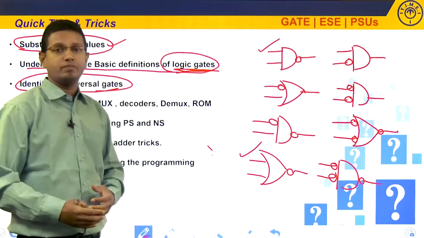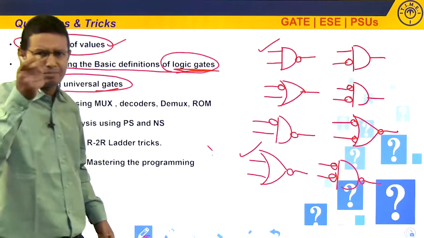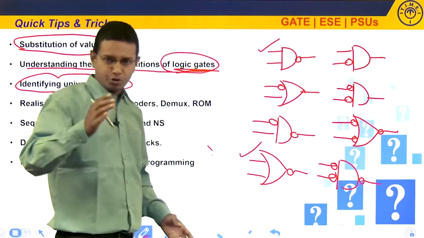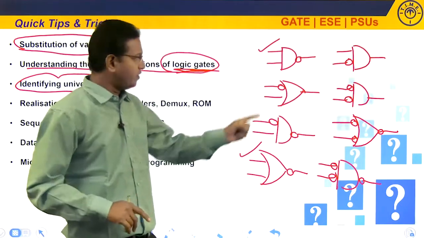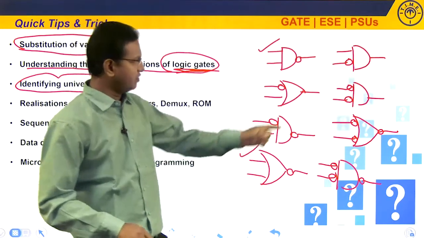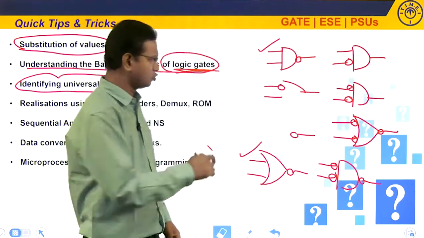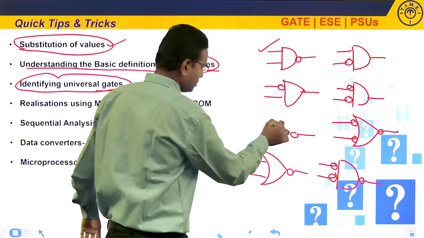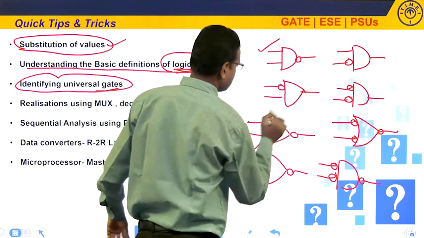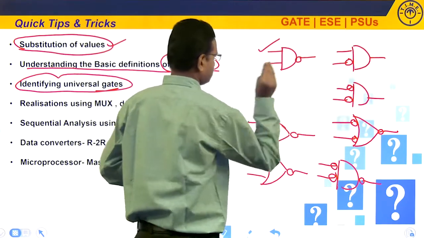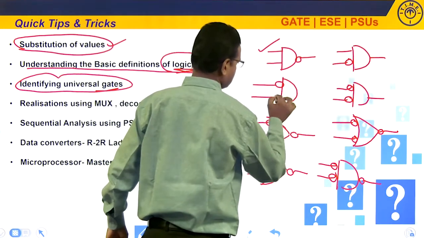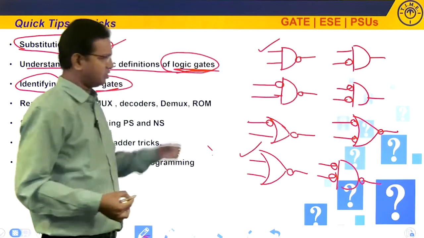So how to find which are universal and which are not universal? I am telling a simple technique or trick or tip. The trick to find out universal gates is, whenever there are AND symbols or OR symbols with two inputs, whatever the gate, you can draw whatever you want.